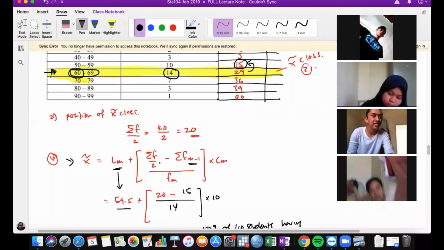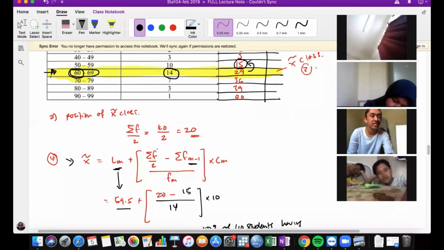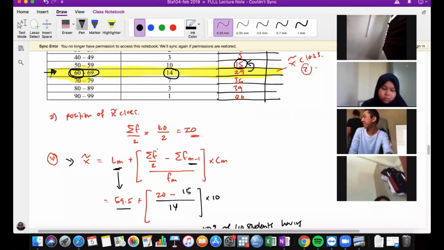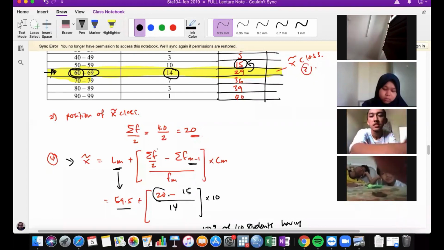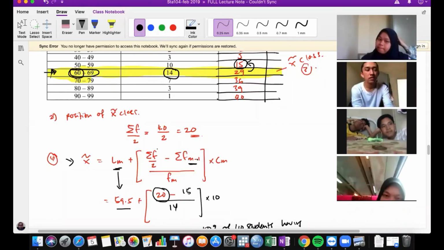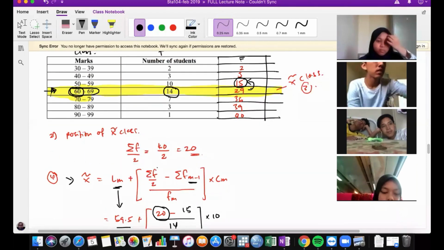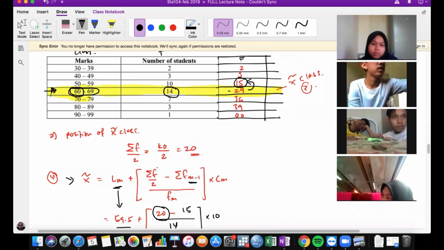Which is equal to 59.5. And summation of F divided by 2 is the position of median, which is equal to 40 divided by 2, equal to 20. So this is the position of median. And then minus summation of Fm minus 1, which is the cumulative frequency before the median class.